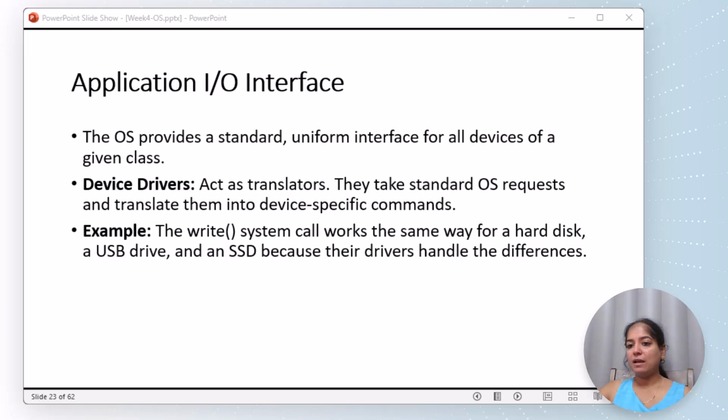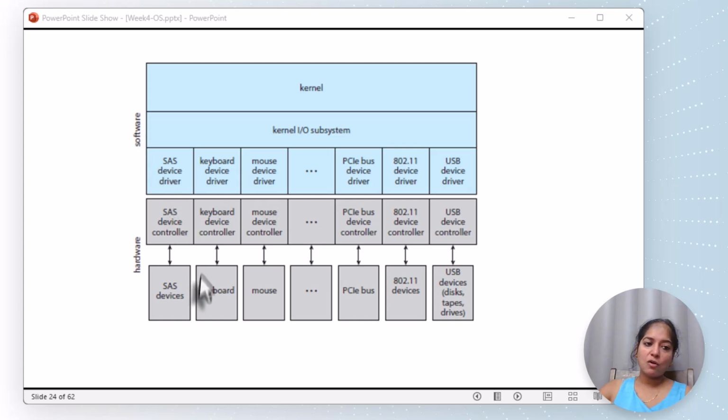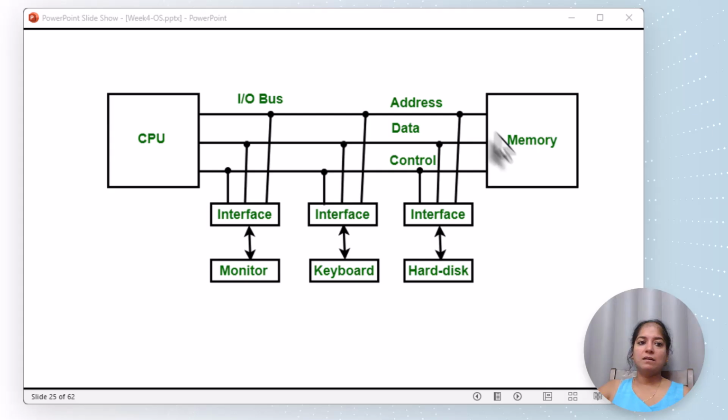You save any file, it is identical on each device, right? Because all the mechanisms are handled by the driver. These are the software and hardware. The hardware deals directly with the device controllers, which on the other hand deal with the device drivers, which deal with the kernel input-output system, and then we have the kernel. The same thing, each input-output device, whether it is a monitor, keyboard, or hard disk, has its own interface to deal with the address bus, data bus, and control bus.